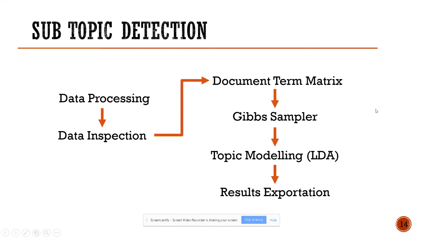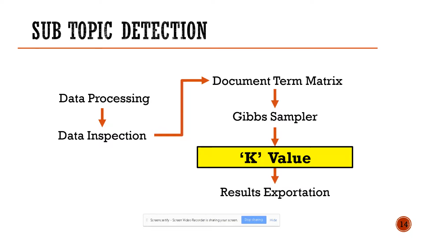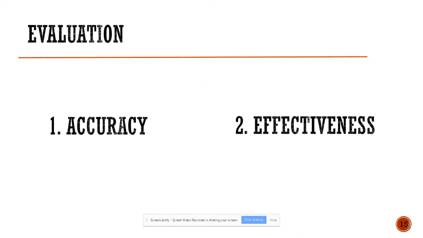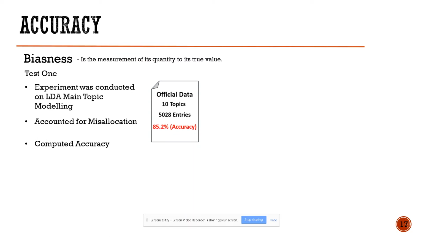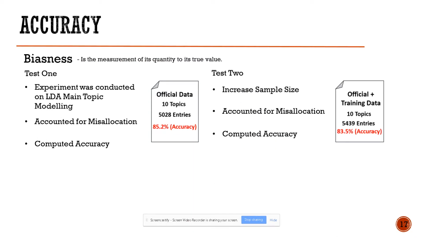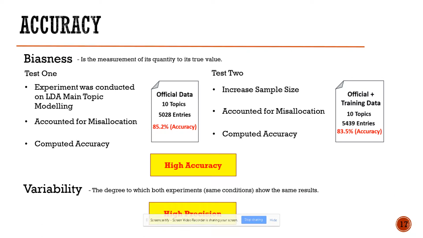And for subtopic detection, we simply repeat all the stages and phases introduced during the main topic detection. The only difference is the K value that was specified during the implementation. And for our evaluations, we look into two different factors, accuracy and effectiveness. For accuracy, we conducted two different tests, both achieving a high accuracy rate of 85.2% and 83.5%, achieving high accuracy and high precision with a variability of 1.7.